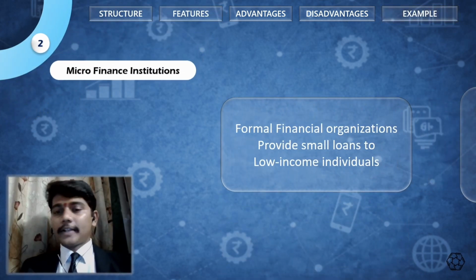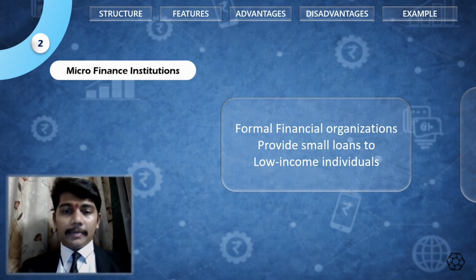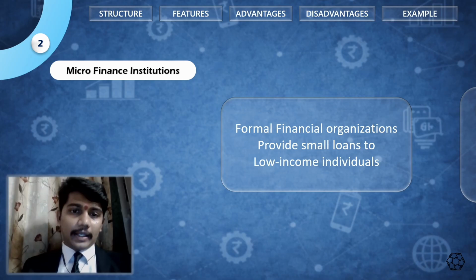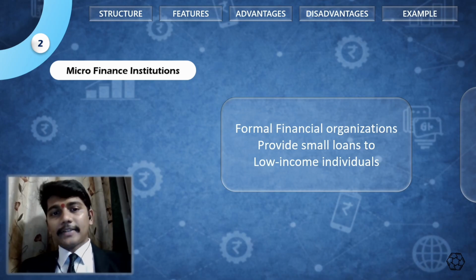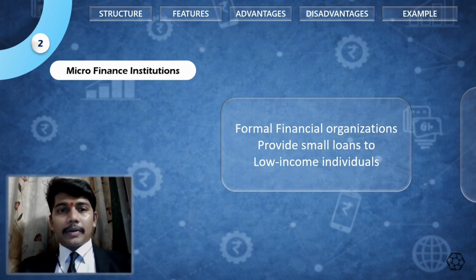Then there comes the microfinance institution. So this is an intermediary between the banks and the rural people. This organization provides small loans to low income people who cannot access banks, like where the bank is not accessible in that area. So MFIs act as financial intermediaries. They go to each area, to everyone's house, and they provide help.